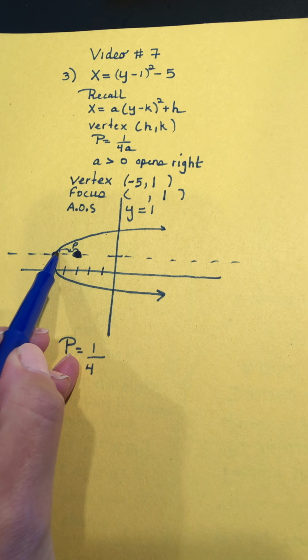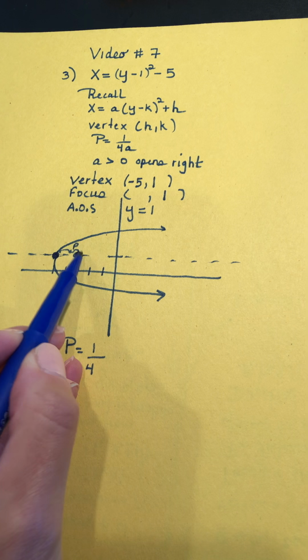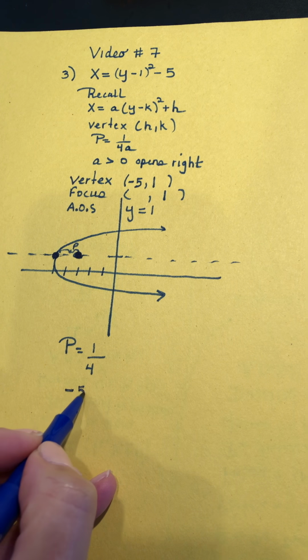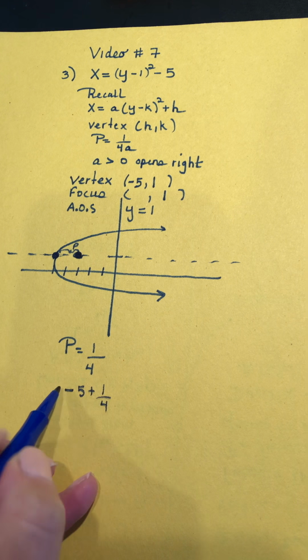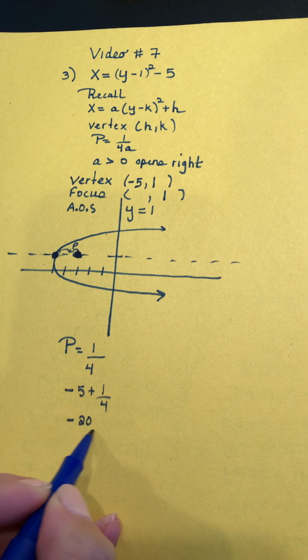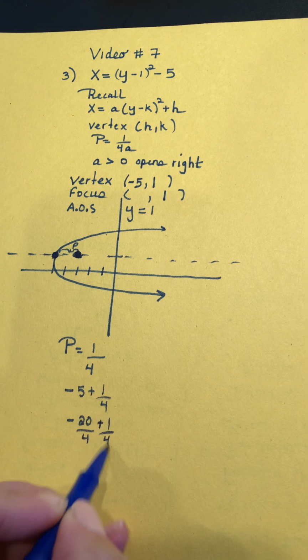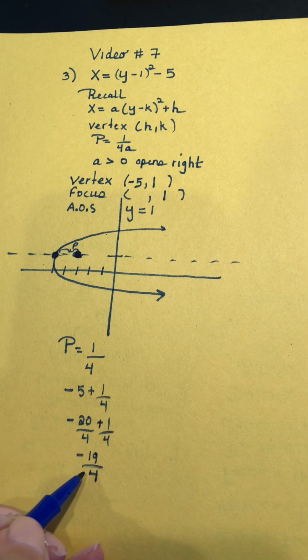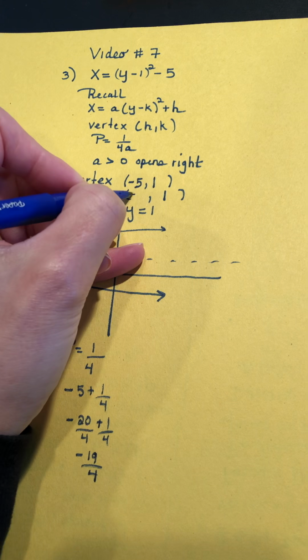But nevertheless, p is over here on the right, so I have to add 1/4 to the x value of the vertex. So I'm taking my negative 5 plus 1/4. Negative 5 is really negative 20 over 4 plus 1 over 4. Negative 19 over 4 is the x value of my focus point.